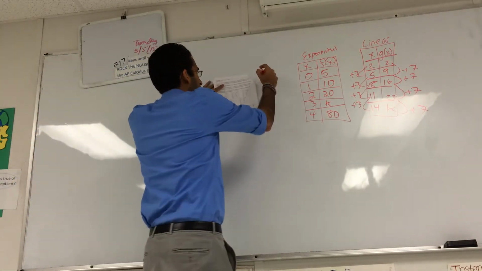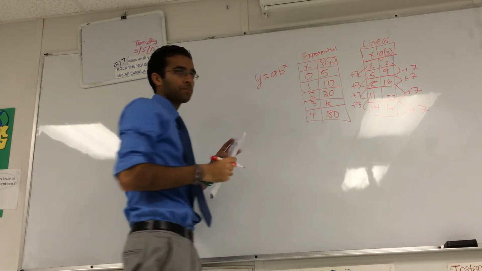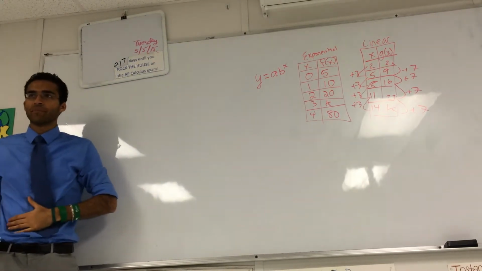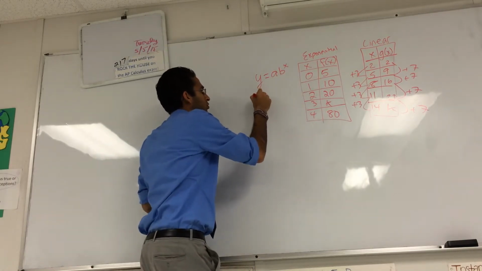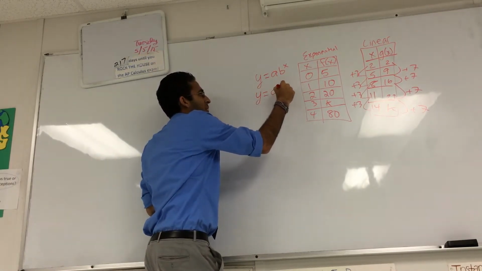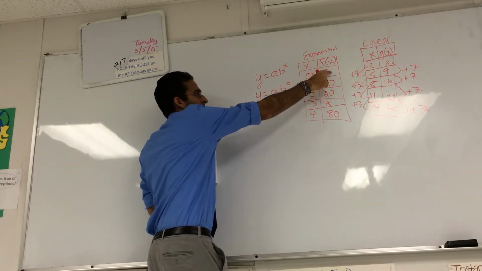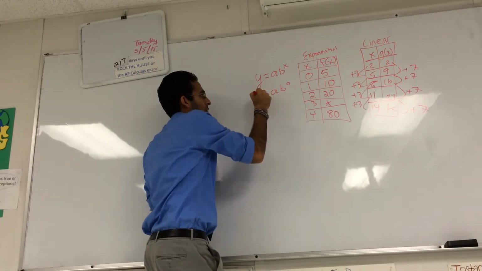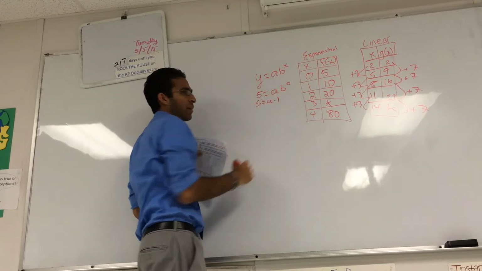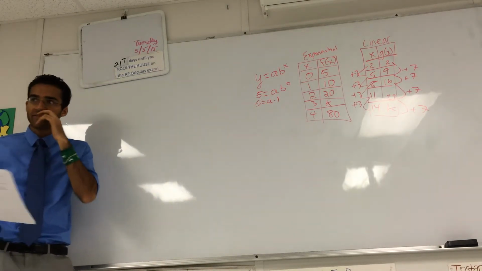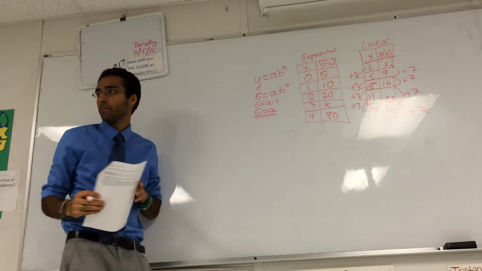We need to write the equation. The equation says y equals a times b to the x power. Always start by plugging in the y-intercept. Start by plugging 0 here. It's the best option. So y equals a times b to the 0 power. But when x is 0, y is 5. So 5 equals a times b to the 0 power, which is 1. So 5 equals a.